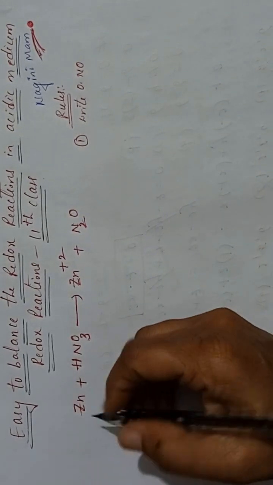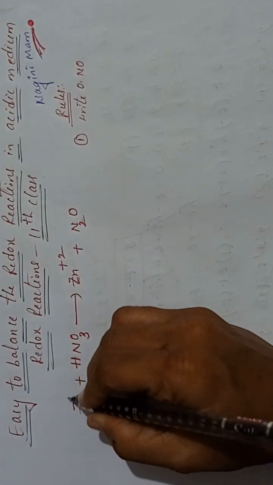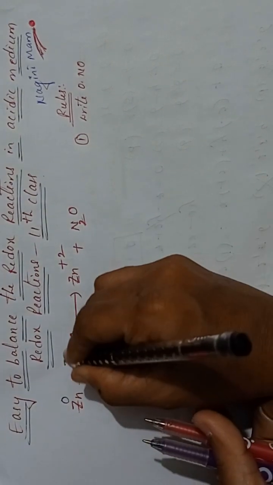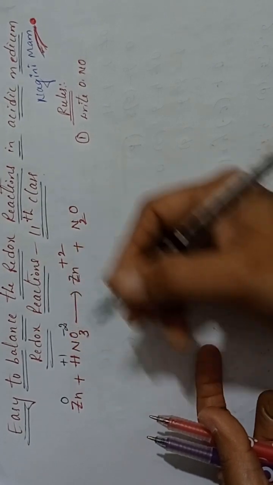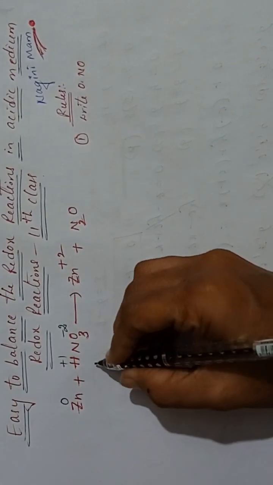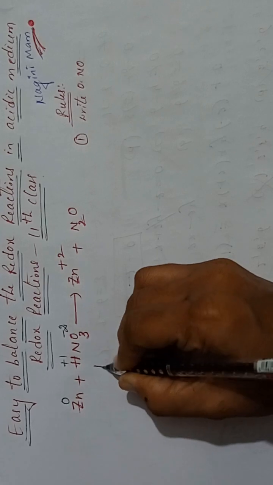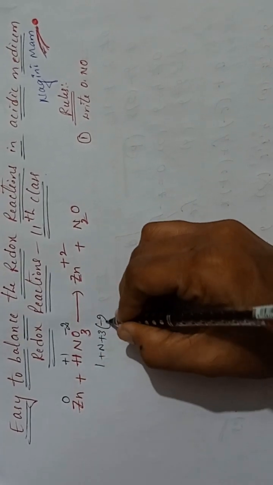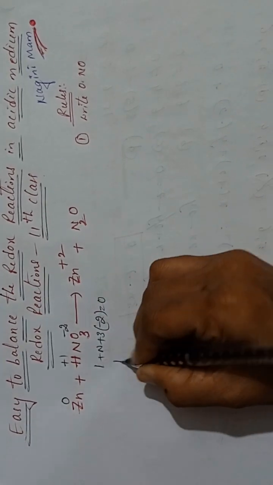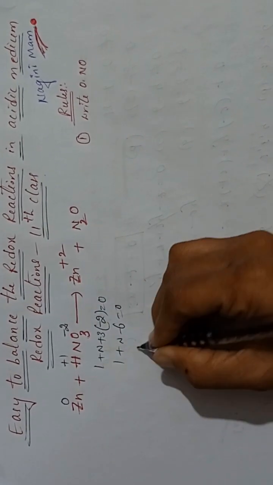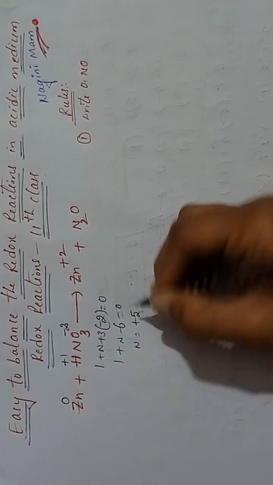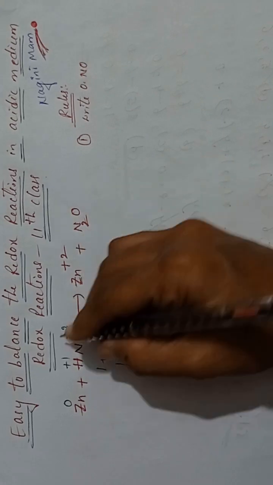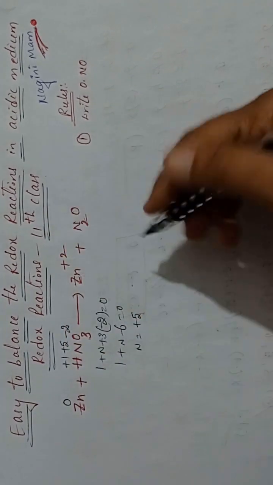Now see here, in elementary form the oxidation number is 0, students. Hydrogen oxidation number plus 1. Oxygen minus 2. Nitrogen you have to find. So here 1 plus nitrogen plus 3 oxygens, 3 into each oxygen minus 2. So you will get 1 plus N minus 6 equal to 0. N is equal to how much, students? Plus 5 oxidation number. And coming to Zn2+, the oxidation number is already given, plus 2.